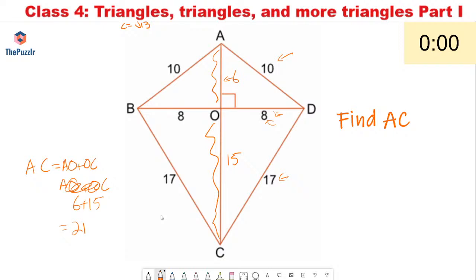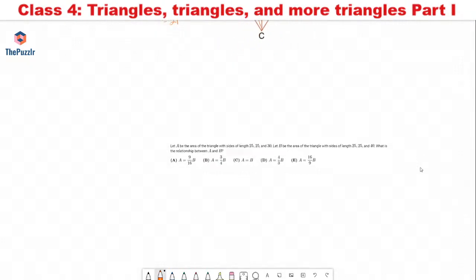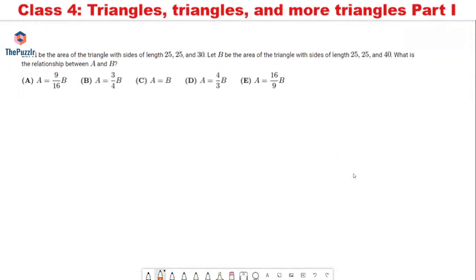Okay, let's move on. Let A be the area of a triangle with sides of length 25, 25, and 30. Let B be the area of a triangle with sides of length 25, 25, and 40. What is the relationship between A and B?